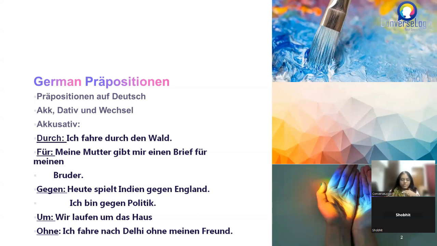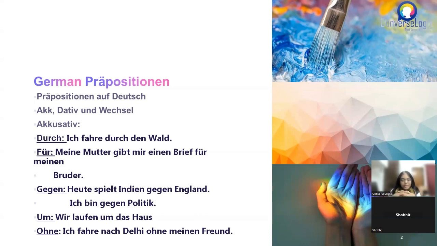Then another preposition we have is um, around. Zum Beispiel, wir laufen um das Haus. We are running around the house. We also use um in the time context. Ich bin um 6 Uhr aufgestanden zum Beispiel. Na? On at 6 o'clock. So for the fixed time also we use um. But it's an accusative preposition. If wir laufen um das Haus, we would say. Yeah? Wir fahren um den Wald, we'll say.